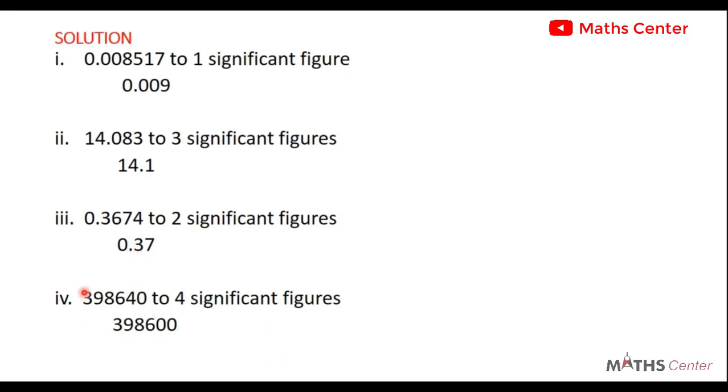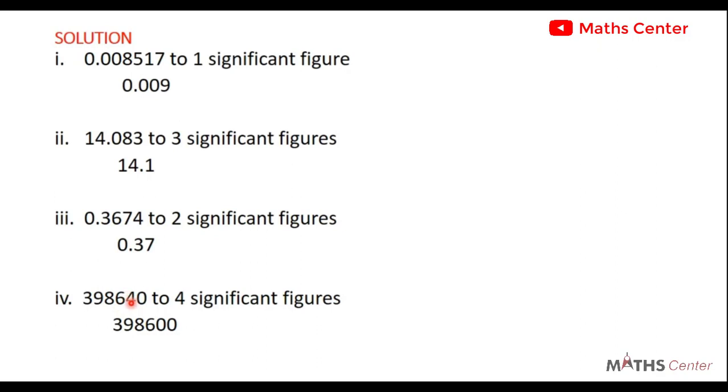Now, we are supposed to correct the number 398640 to 4 significant figures. We are correcting this number to 4 significant figures. So we look for the 4th significant figure. So in this number here, the first one is 3. So it means that we have our first significant figure from the beginning. So we look for the 4th significant figure. So 1, 2, 3, 4. So the 4th significant figure in this number is 6.